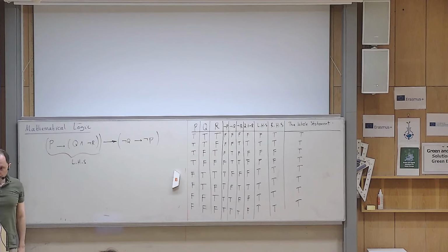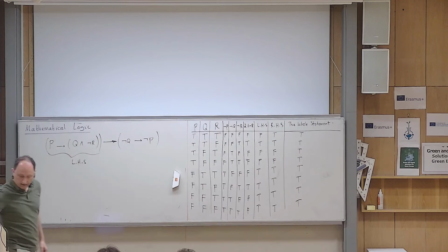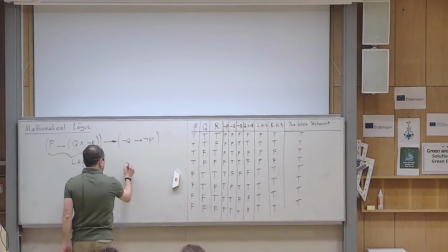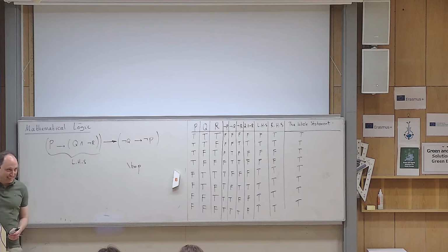The next thing that I want to define is the notion of tautology. A compound proposition that is true regardless of the truth values of its components is called a tautology and is denoted by this LaTeX symbol. It is not a T. If you want to write it in LaTeX, it is \top. You see, it is not a T.